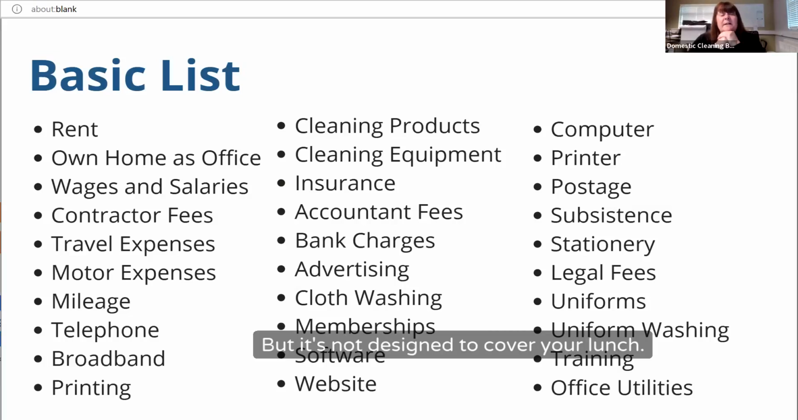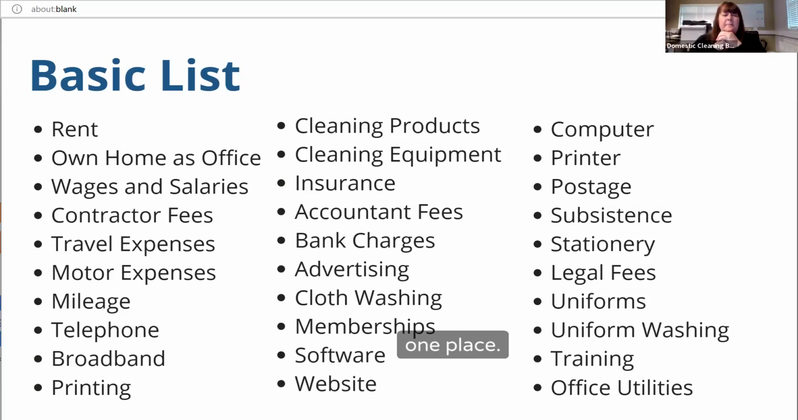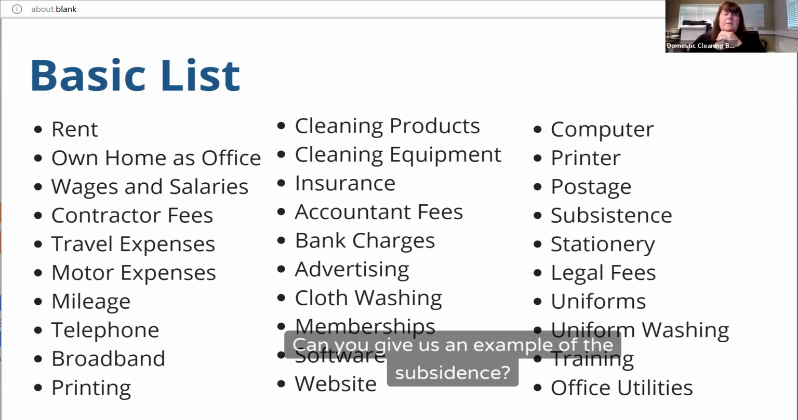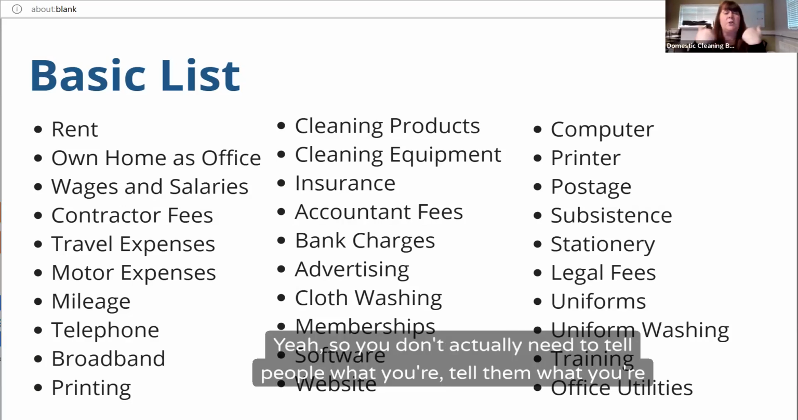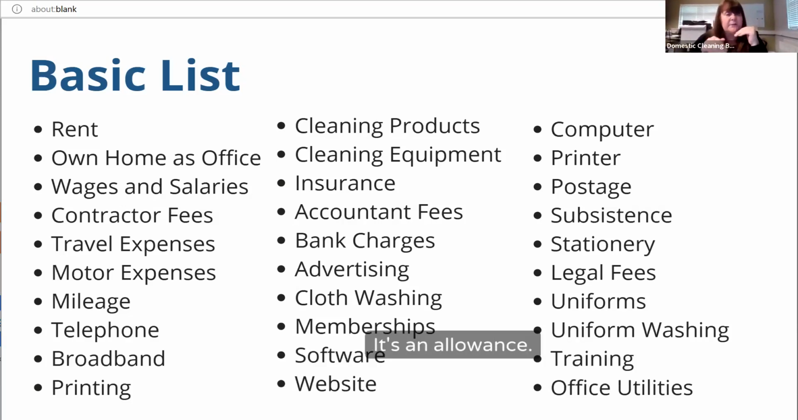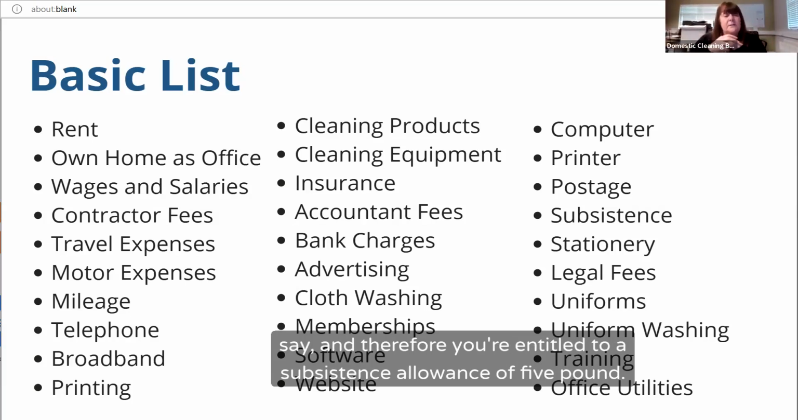I know. But it's not designed to cover your lunch. It's designed to cover the expenses that you wouldn't incur if you were working in one place. Fine. Can you give us an example of the subsistence? You don't actually need to tell people what you're spending the money on. It's an allowance, so you don't need to keep receipts. You don't need to do anything. You just log that you were out and about working for 6 hours, say, and therefore you're entitled to the subsistence allowance of £5.